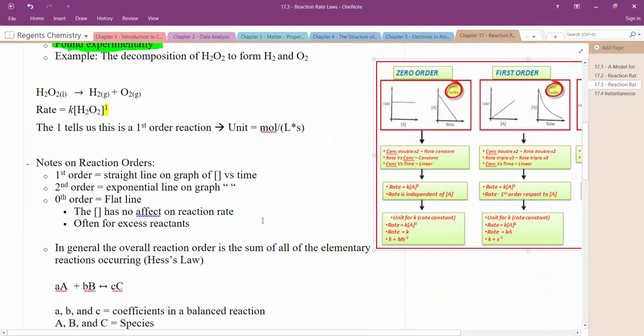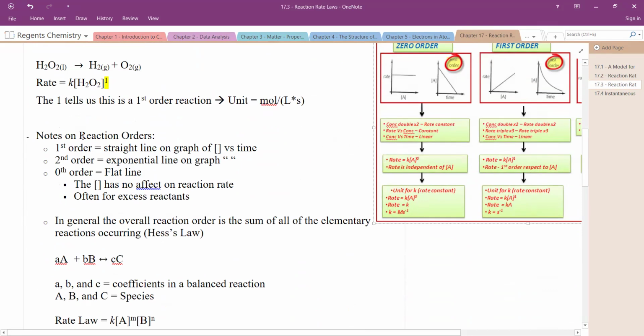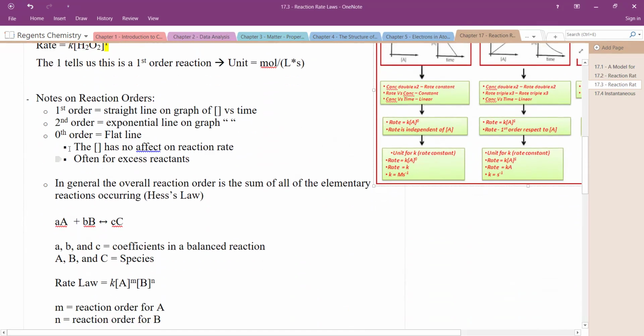Just some notes real quick before we go on. I do have some examples that I can talk about here, but just some notes, right? Our first order is going to make a straight line when we graph concentration versus time. Our second order reaction is going to make an exponential line when we make a graph of concentration versus time. And then our zeroth order will just make a flat line, okay? A flat line. So that's just some notes about how this reaction occurs.